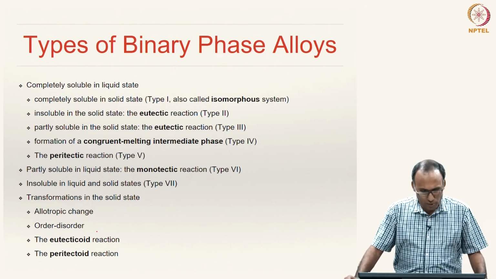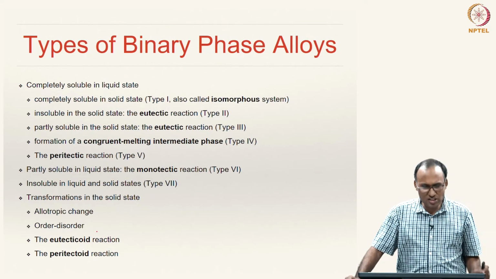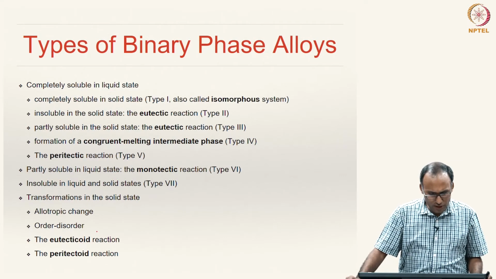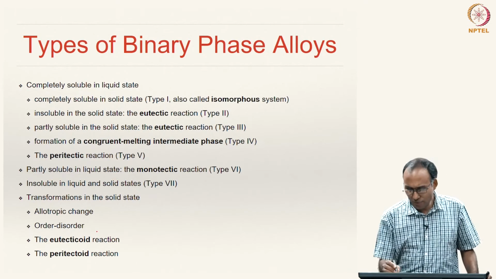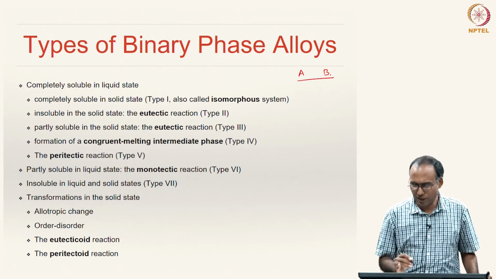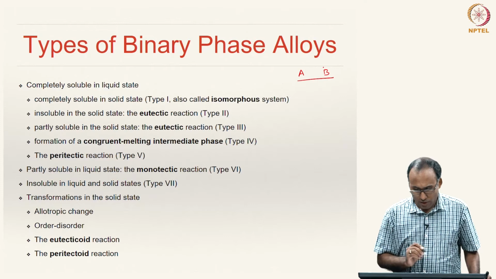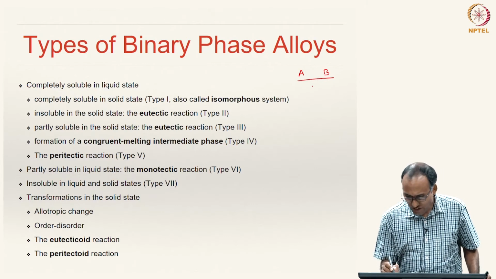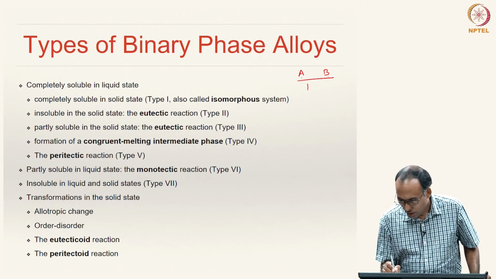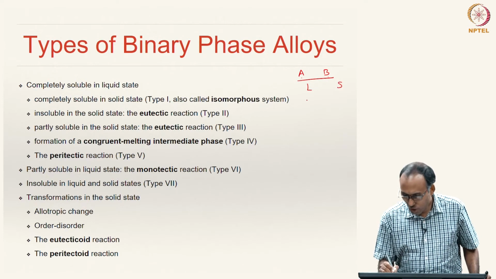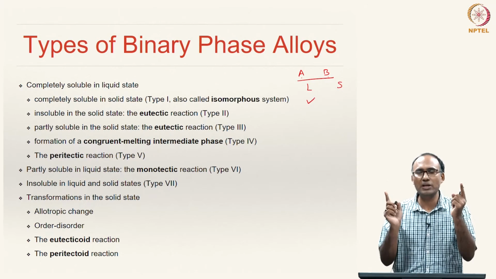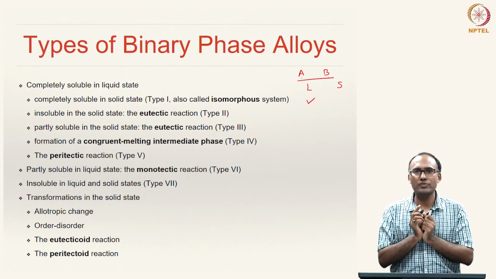Okay. So, in this course, we will be discussing different types of binary phase alloys. Here we have made a classification. So, let us say you have metal A and metal B. We are only talking about metallic alloys. The first classification is that metal A and metal B are completely soluble in liquid state, that means there is 100% solubility possible for A in B and B in A, right.